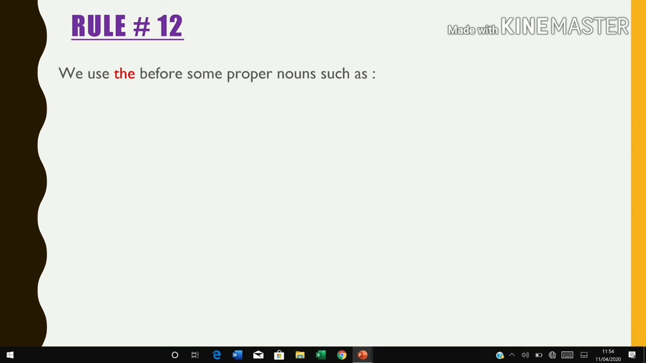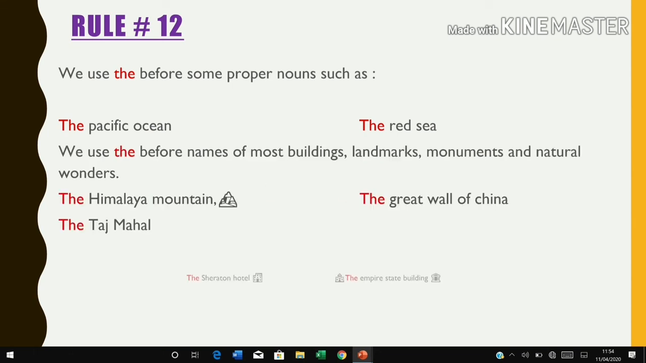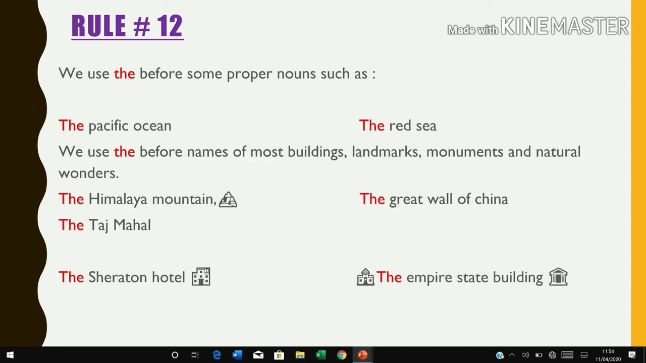And we should use the before some proper nouns. For example, some specific names, like what I told you before, the Pacific Ocean, the Red Sea, all those things. And here also the Himalayas, the Great Wall of China. Then the names of specific landmarks, places, and persons, we can use the, the Empire State Building.